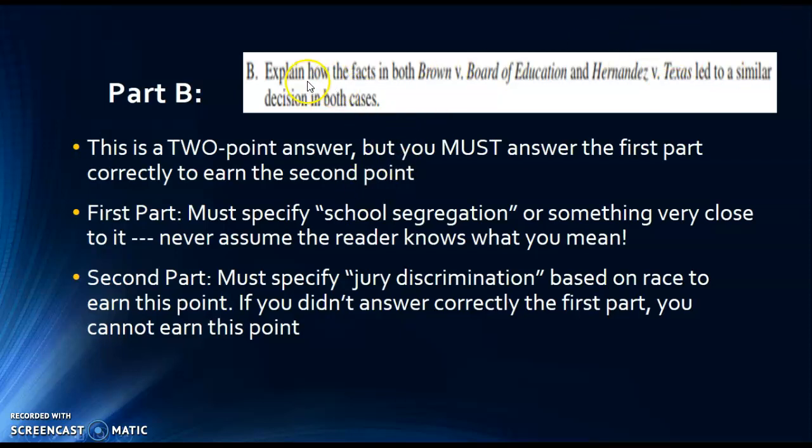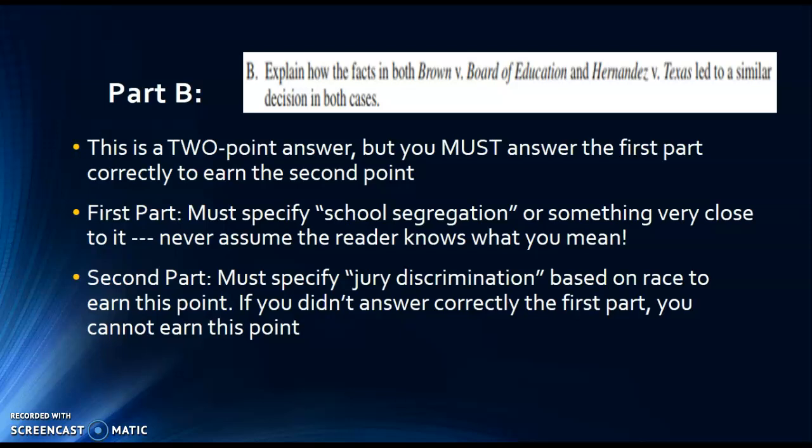So what that means is you have to explain how the facts in Brown v. Board of Education led to a similar decision. So in this case, you had to put something about school segregation or something very close to it. You can never assume that the reader knows what you mean. You have to really spell it out. The more detail you put, the better.